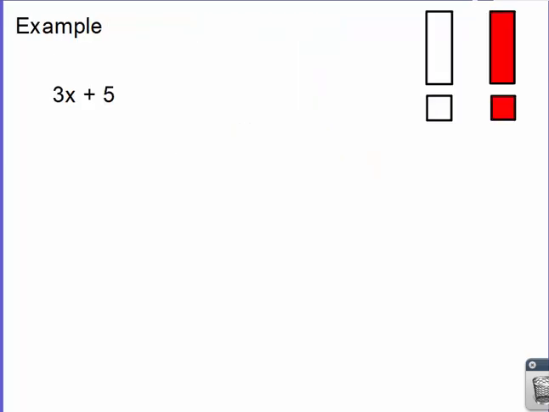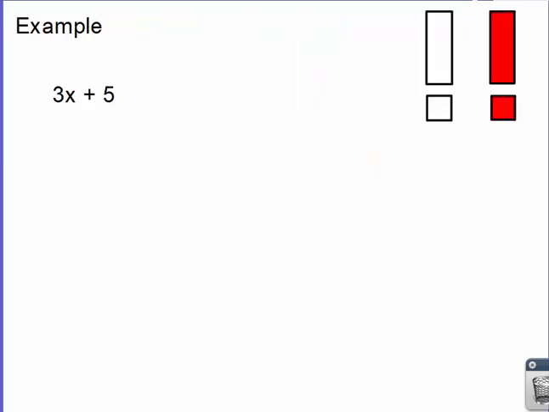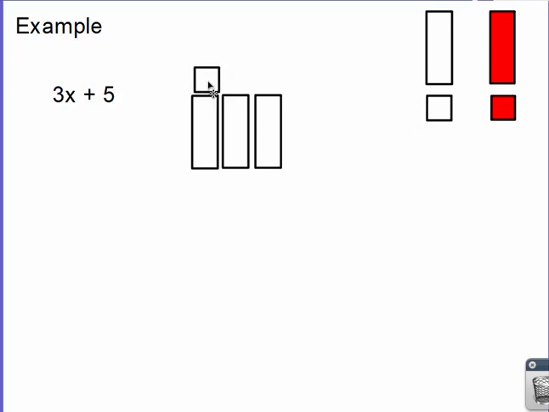So here is our first expression, 3x plus 5. So what we want to do is we want to build that using the key that we just saw. Okay, so if I have 3 x's, that means I need 3 open longs. And if I need a positive 5, I need 5 open squares. And you could arrange it however you wanted to. There's nothing particular about the arrangement. Okay, so that would be the model that would represent 3x plus 5.